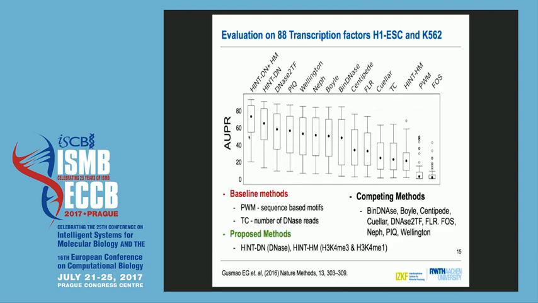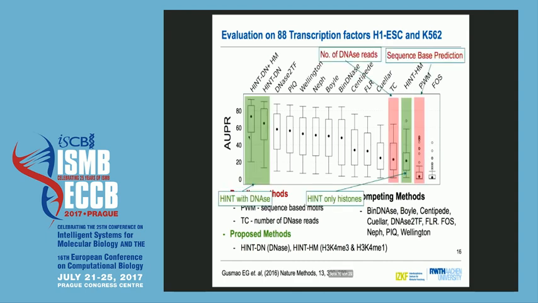And this is an example of evaluation of different methods. I'm not going to go into details of this evaluation, but just to give ideas of how the different information can improve how you evaluate. So here is the AUPR, so 100 would be best. And this is for 88 factors in 2 cell lines from ENCODE. This is what happens if you only look at motif match. So it does quite bad for most of the factors, with very few exceptions.